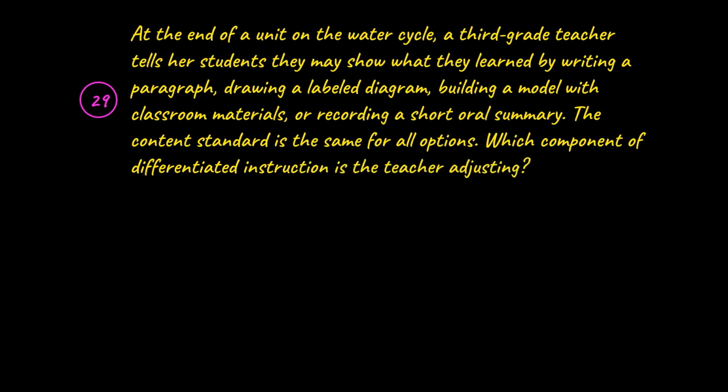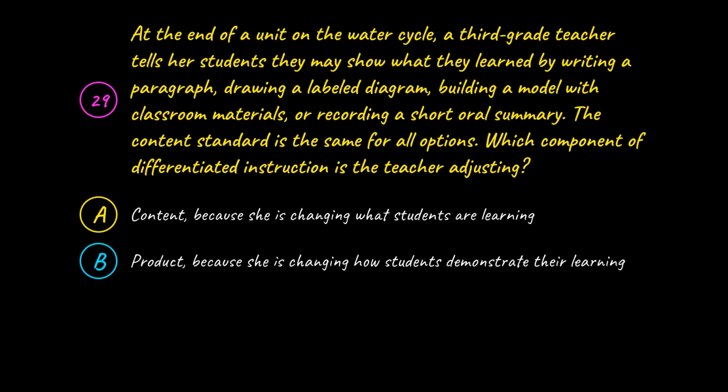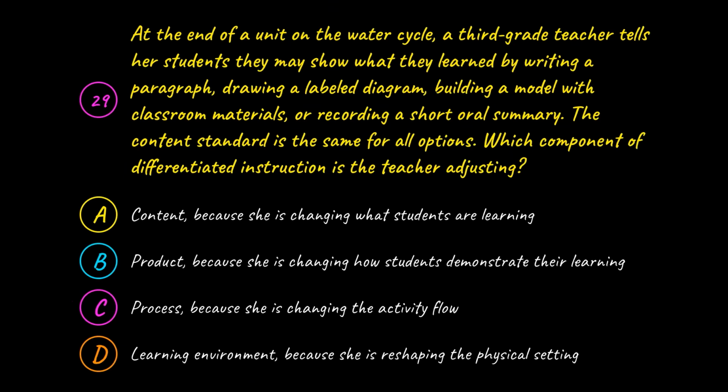Your options are A. Content, because she is changing what students are learning. B. Product, because she is changing how students demonstrate their learning. C. Process, because she is changing the activity flow. D. Learning environment, because she is reshaping the physical setting. Pick one. Trust your gut. Here's your chance to test yourself.